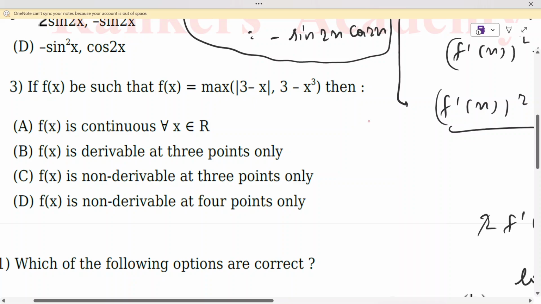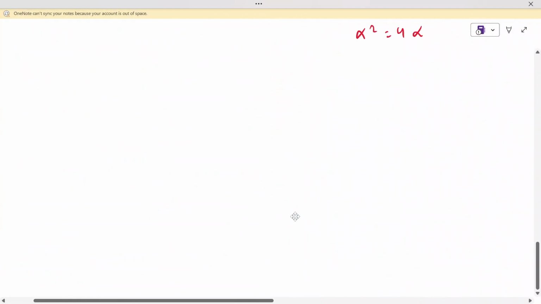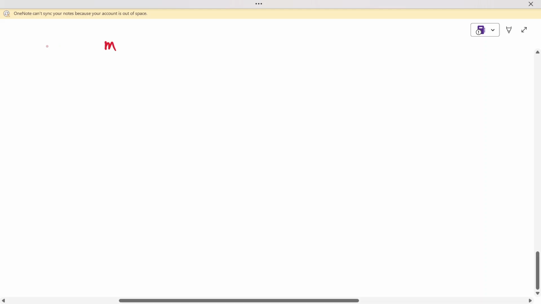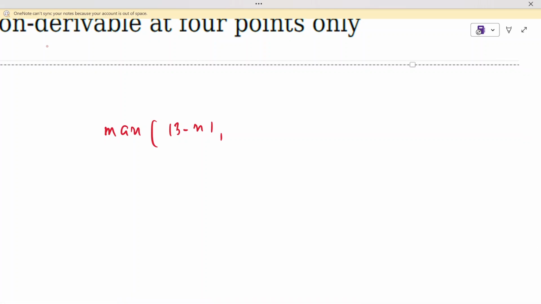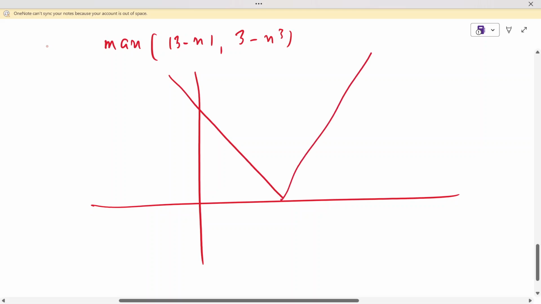If x is such that, the maximum of this value we have to calculate. Okay, just have to check if it is continuous and differentiable at points. Let us plot the graph of this function. Max of 3 minus x, comma, 3 minus x cube is there. So now it is the mod of 3 minus x, mod of 3 minus x is there. And similarly, it is 3 minus x cube. Okay.